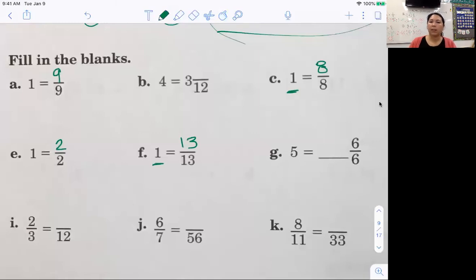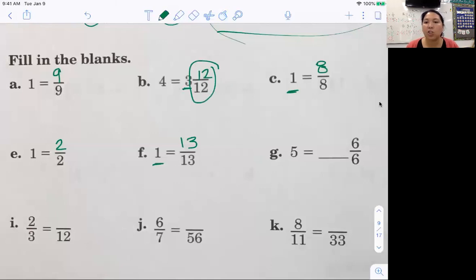All right, now let's look at letter B. Letter B says 4 equals 3 and something over 12. Well, here's 3. 3 plus what makes 4? 3 plus 1. So how can I make 12 into a 1? Yes, 12 12s, right? So that helps me on that one.